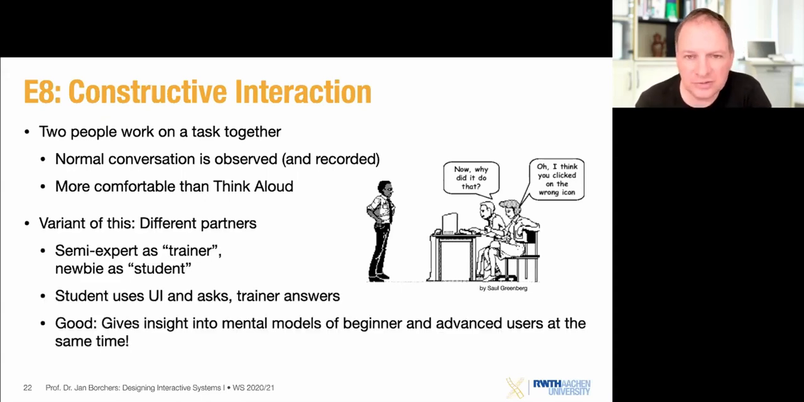There's a variant of this where, for example, Neanderthal man could be a beginning user who's never seen the system. And the lady next to him here is somebody who has already seen the system a couple of times and knows it a bit. And that way, you can observe how she trains him to use the system. The student, let's call him Neanderthal man here, uses the UI and asks questions, and the trainer answers according to her knowledge and her mental model and understanding of the system.